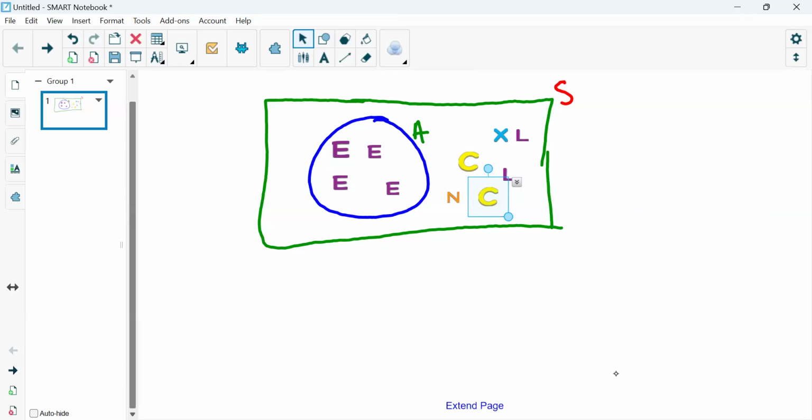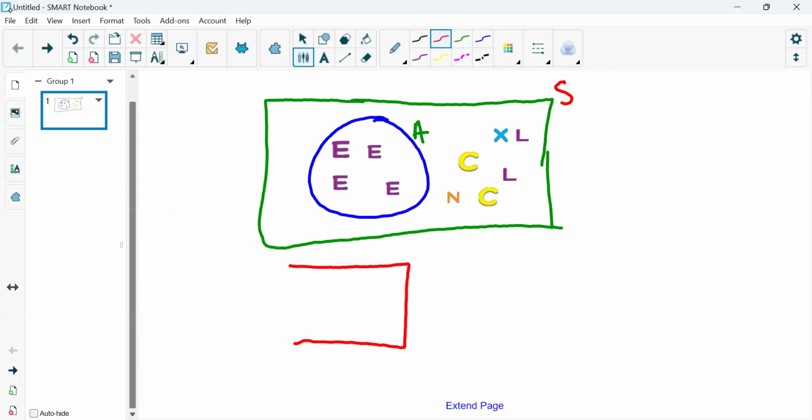Again, you're going to have a rectangular shape, but this time around it can be a little bit small. Again, I'm going to have my sample space. In my sample space, I'm going to have the number of the sample space. The number of the sample space is the number of letters that I have. Let's count: 1, 2, 3, 4, 5, 6, 7, 8, 9, 10. That's 10. So the number of the sample space is going to be 10.